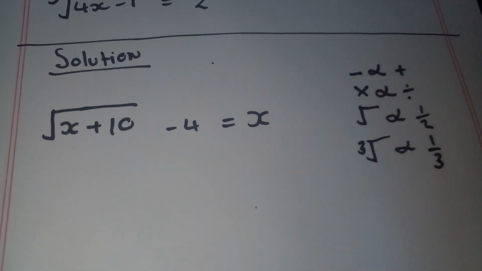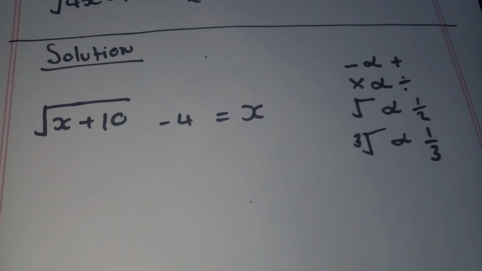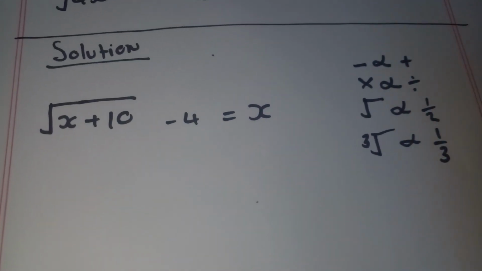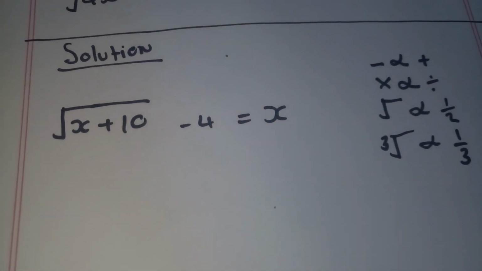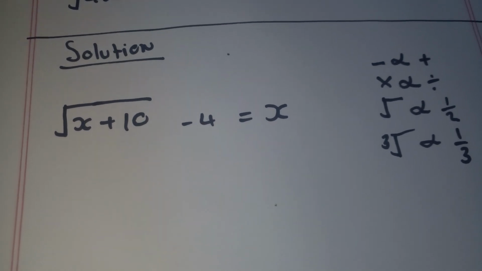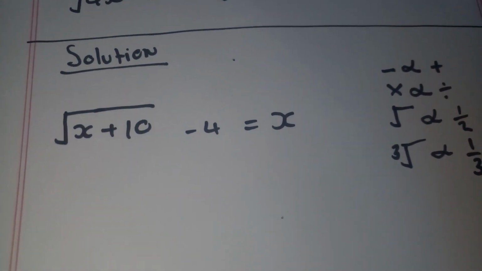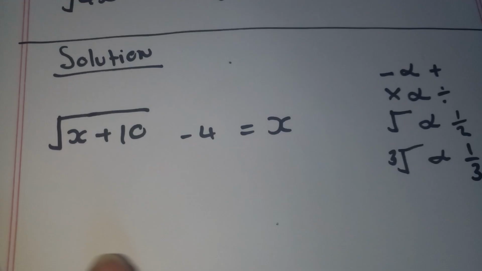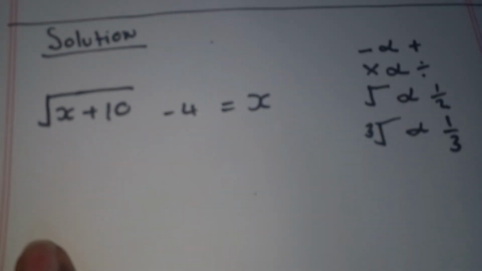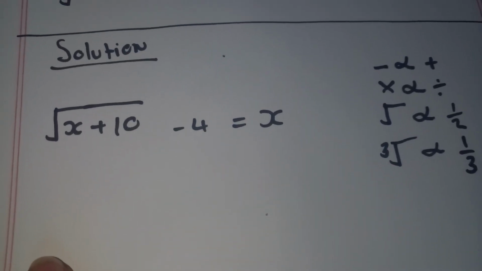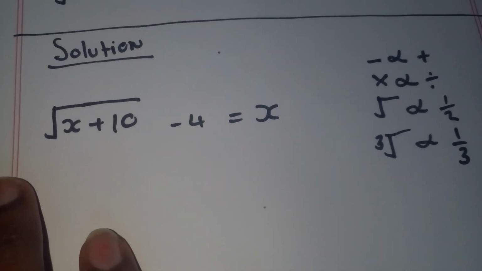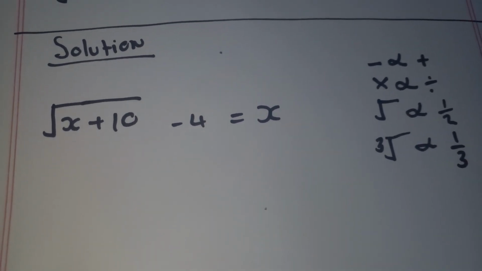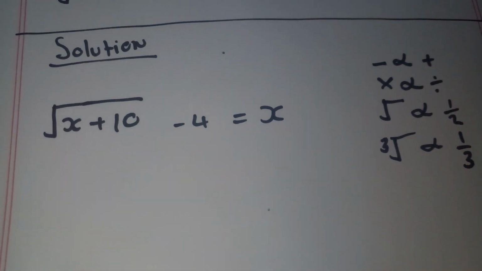When we're solving equations, we just use the inverse of the operation to get to the final answer. So let's say you're given this one: the square root of x plus 10, minus 4, is equal to x. Let us recall from my previous lessons: the moment you see a negative constant or a positive constant, you can just right away shift it to the other side of the equal sign.